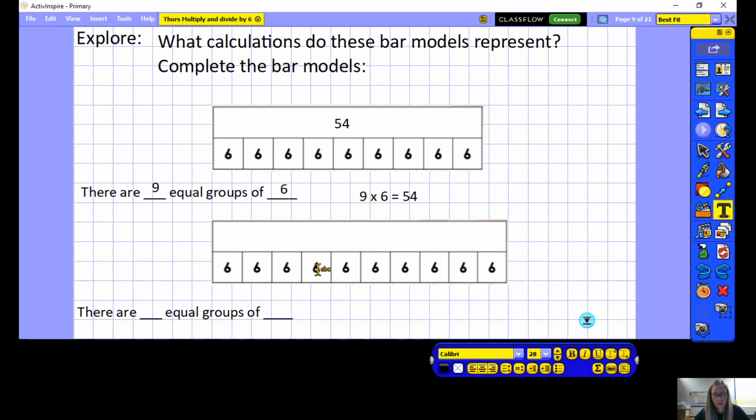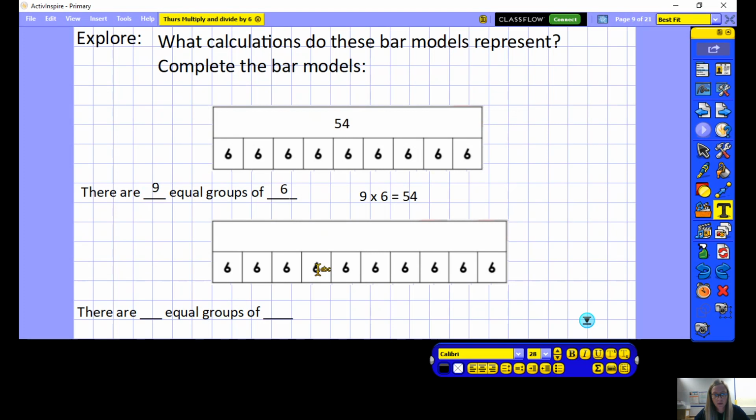And then 30 divided by 6 would look like this. So 30 divided by 6 equals 5. You can see 30 divided by 6 in equal groups, I end up with 5 in each group, and that's what my bar model would look like.